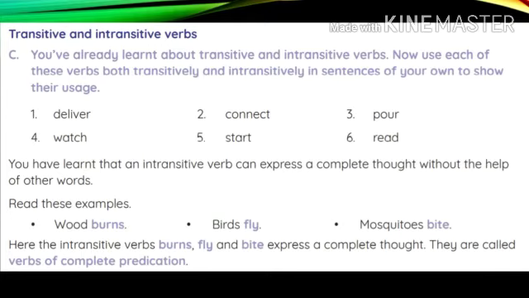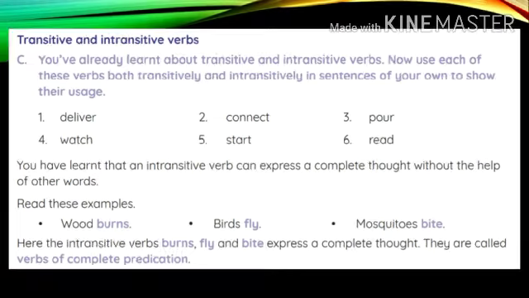As I have already told you, you have already learned it. Intransitive verbs express a complete thought without the help of other words. Now read these examples: wood burns, birds fly, mosquitoes bite. So they express a complete thought. Here, the intransitive verbs burns, fly, and bite express a complete thought. They are called verbs of complete predication. So these verbs which express complete thoughts are called verbs of complete predication.